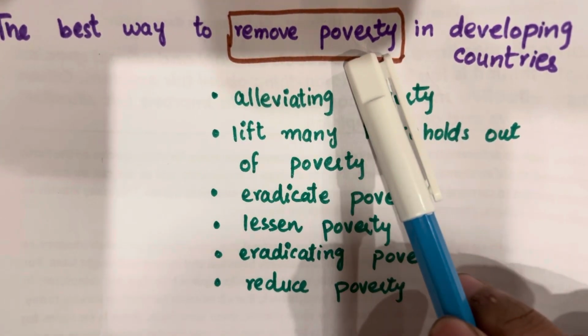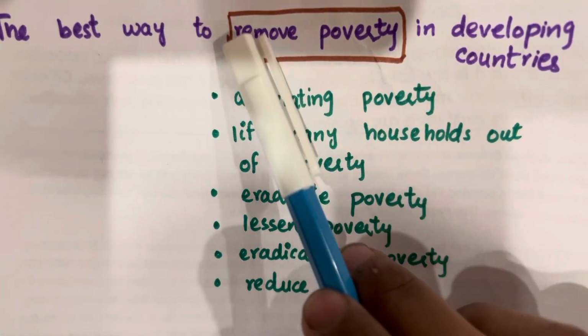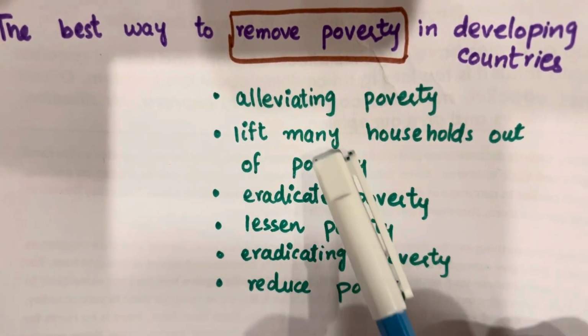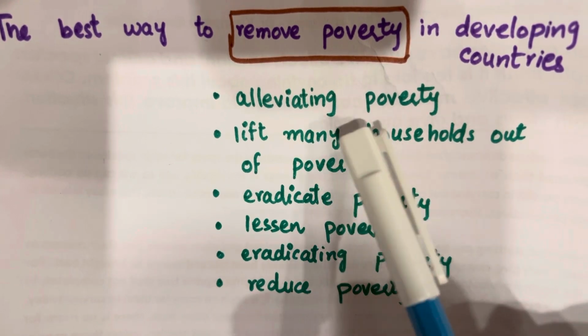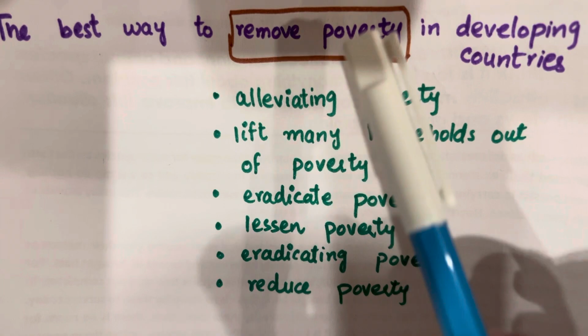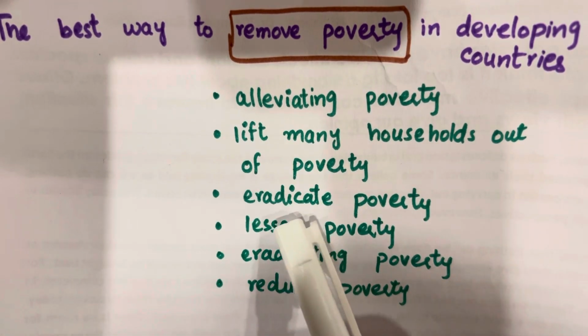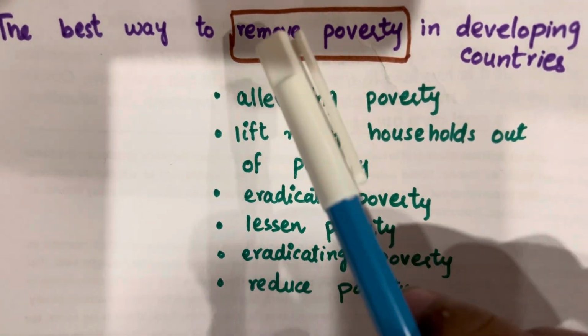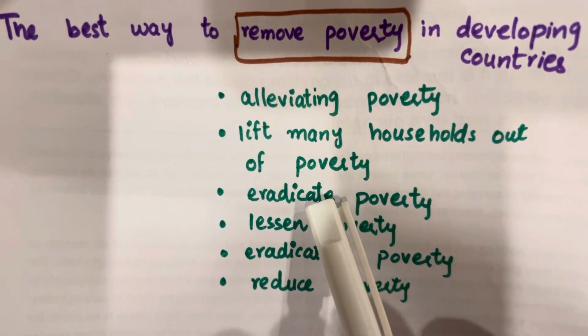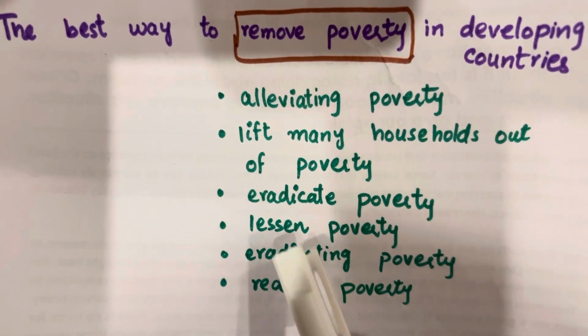You have to paraphrase in the introduction. If you use the same words as in the essay prompt, then it would not be good for your band scores. So try to paraphrase and use synonyms and topic-related vocabulary. Next is eradicate poverty. Remove, eradicate and alleviate, they have the same meaning. They are synonyms. Lessen poverty.